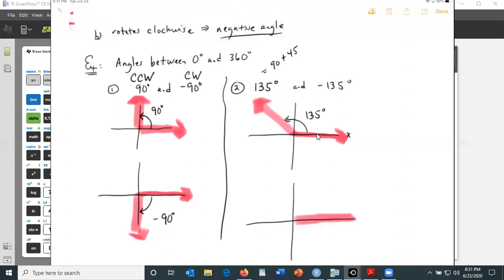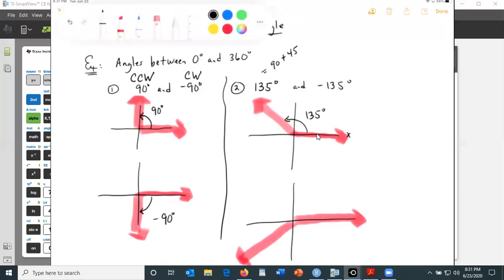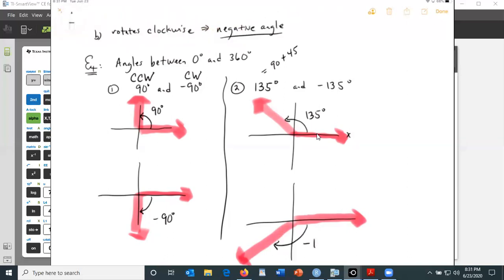Whereas for negative 135, I start here and rotate clockwise. That would give me the same looking angle, but notice it's reflected the other way. Same size, but we're just rotating it a different way.